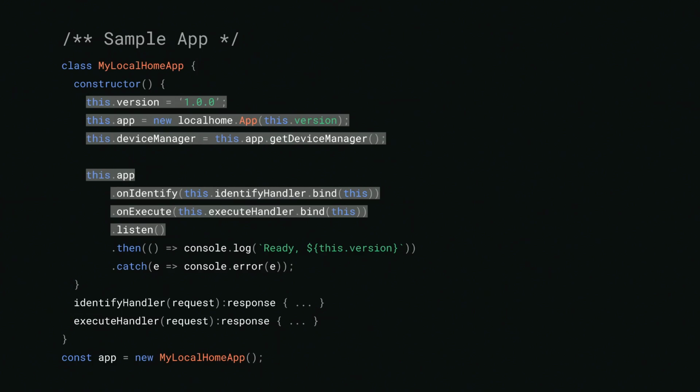Let's put this interface into perspective by looking at the skeleton of a sample app. In the sample app, I have an identify handler and an execute handler. And in the constructor for this class, I instantiate a local home app, get the device manager object, attach the two handlers, and call the listen API. Now let's start looking at the events that happen at runtime and what your app does to handle those events.